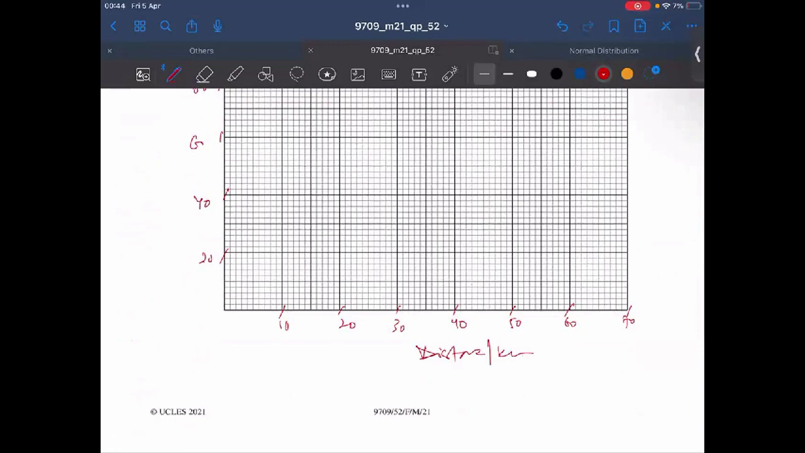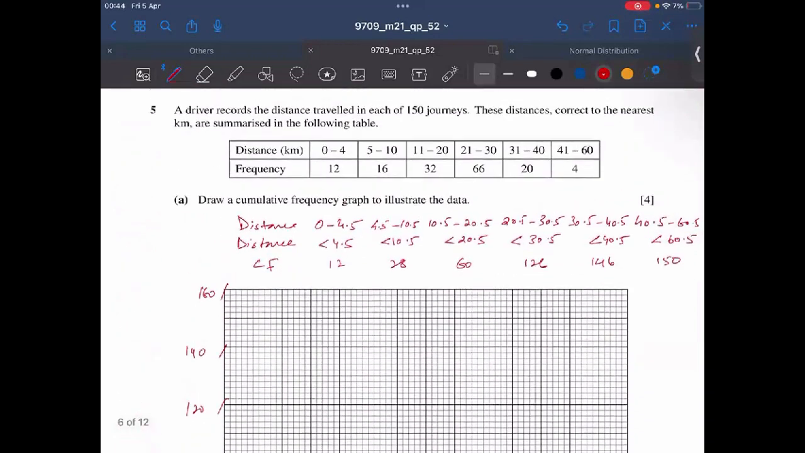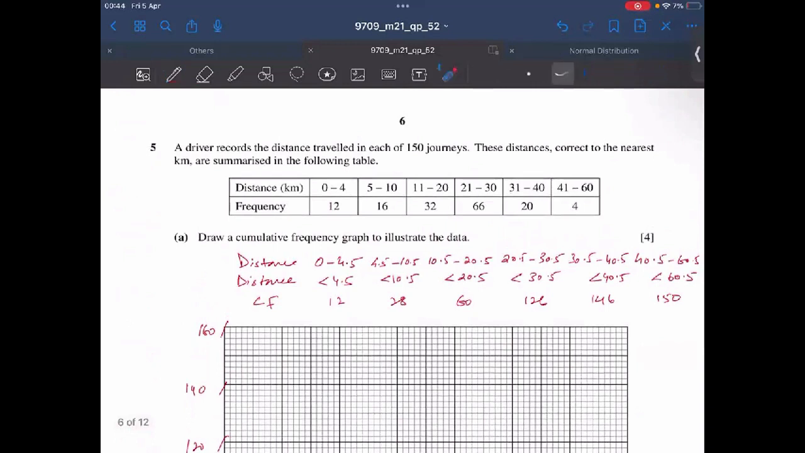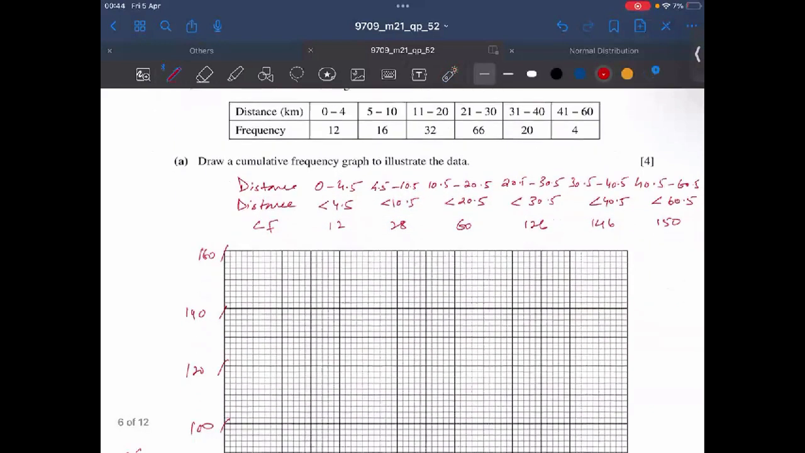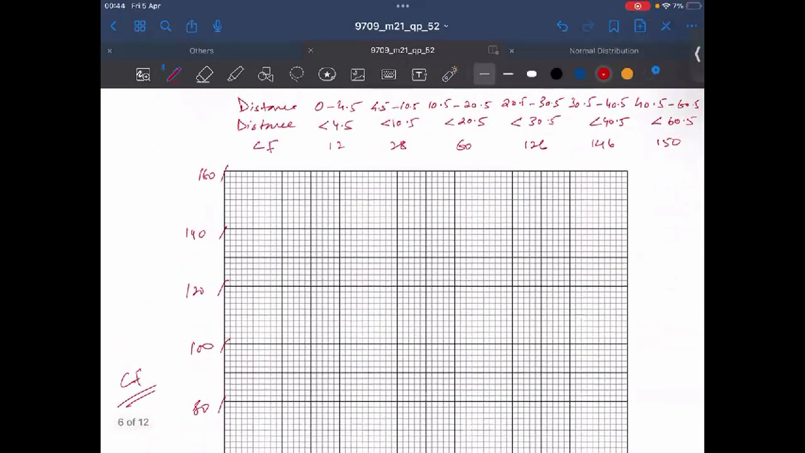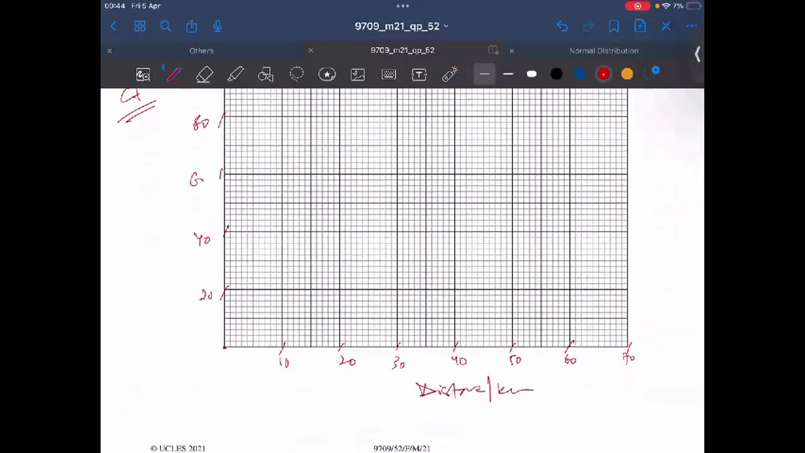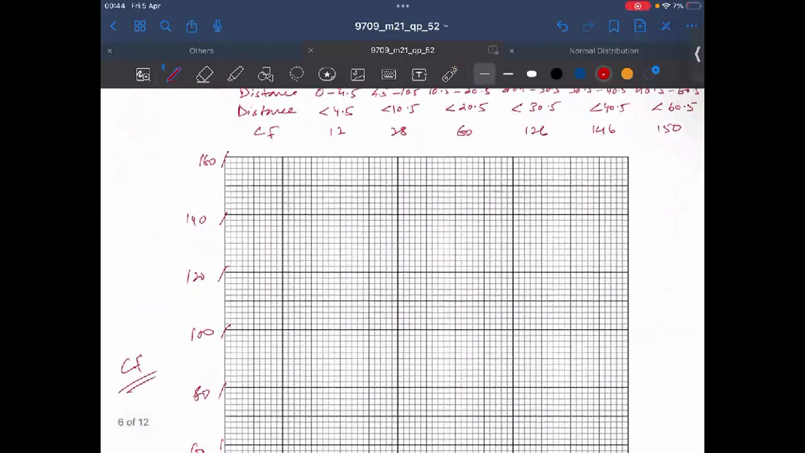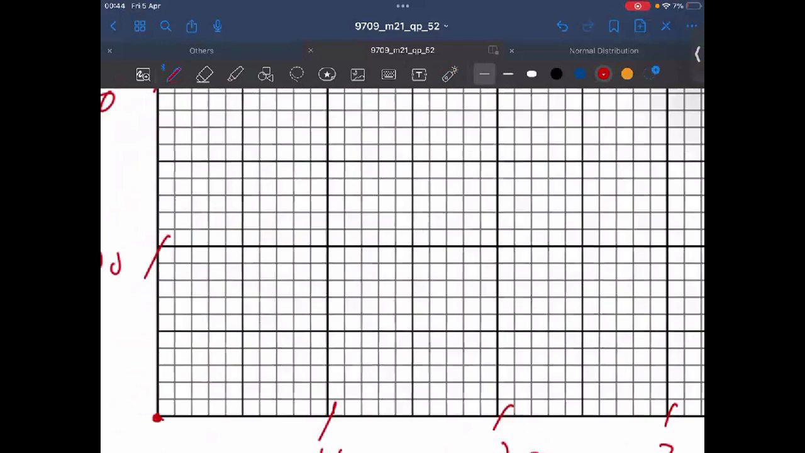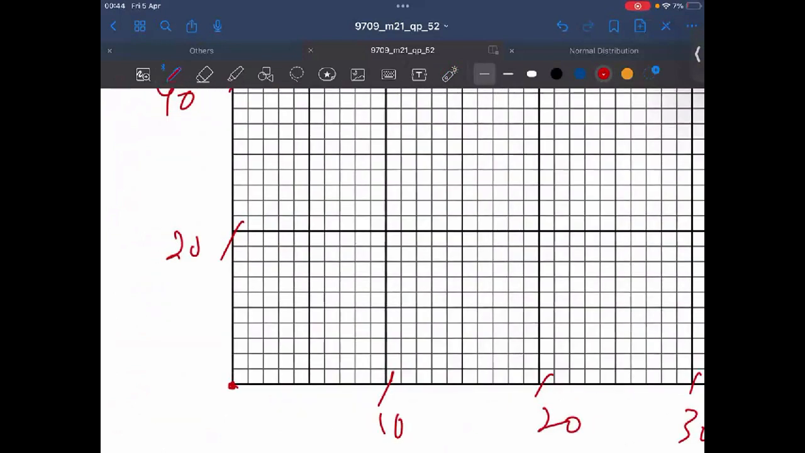Sir, will we take the distance that is given to us, or the one we just worked out? Yeah, but there's just a difference of 0.5 in each. So these are basically our points which we are going to plot: 4.5, 12; 10.5, 28; 20.5, 60. All right. So it's going to be 0, 0, and we have 4.5, 12. So 4.5 is going to be here, and 12 is going to be where?